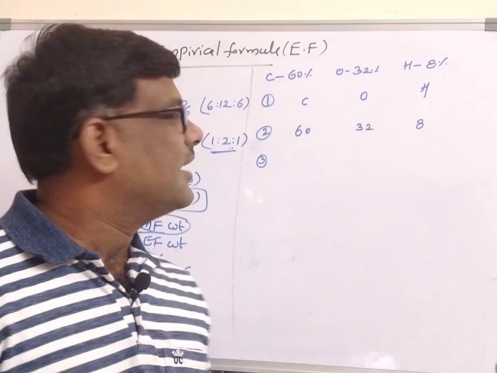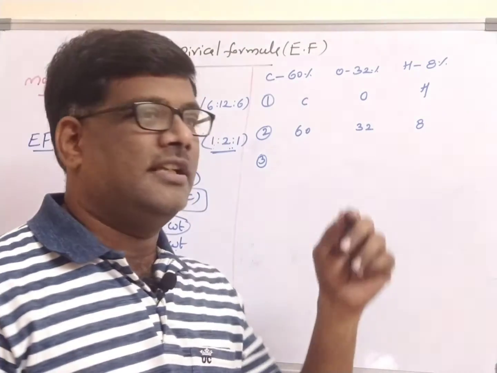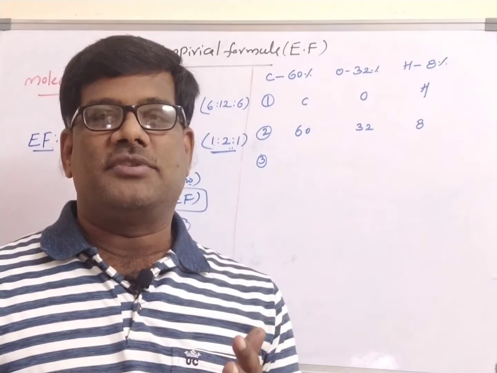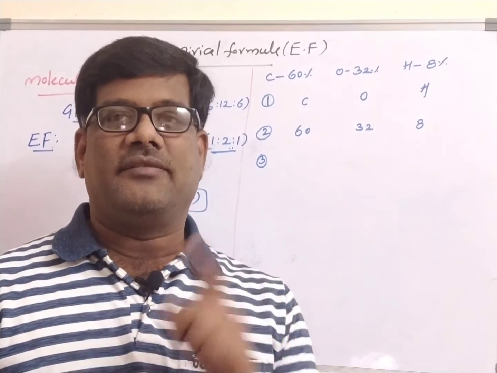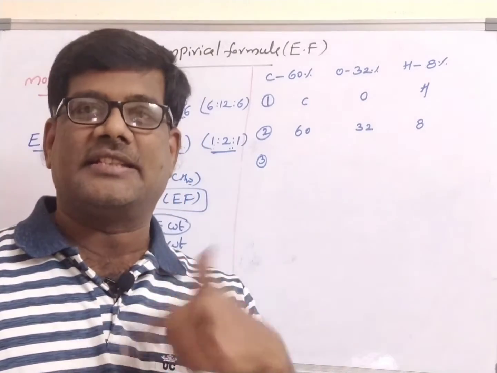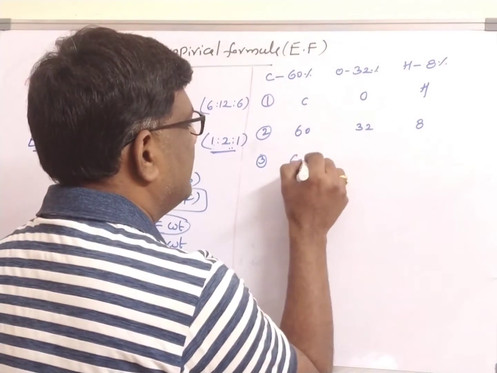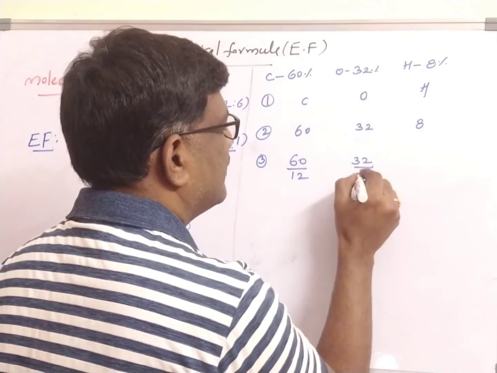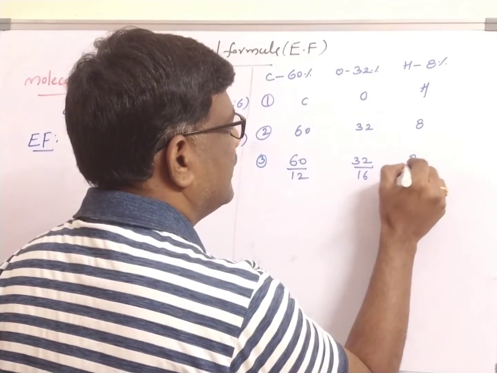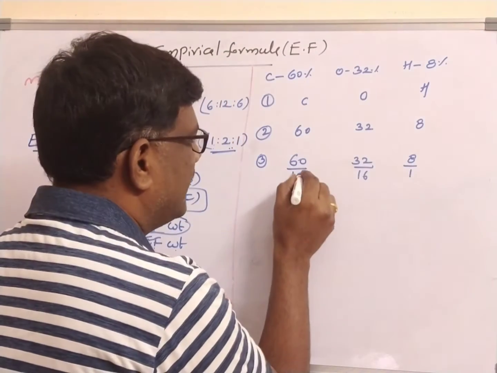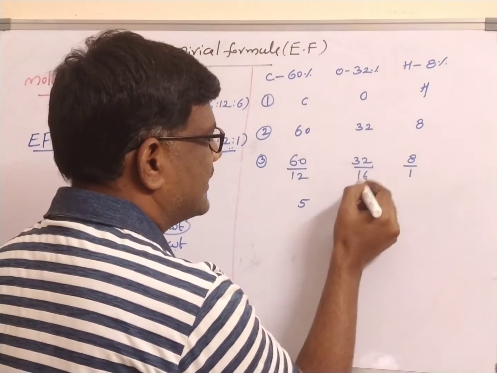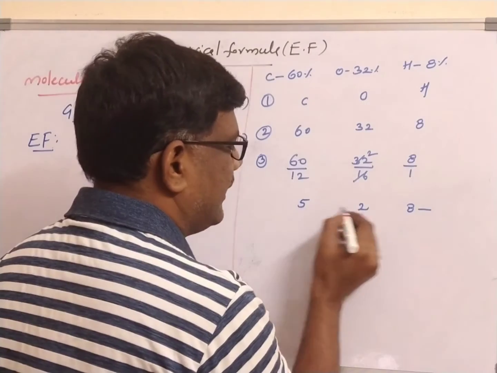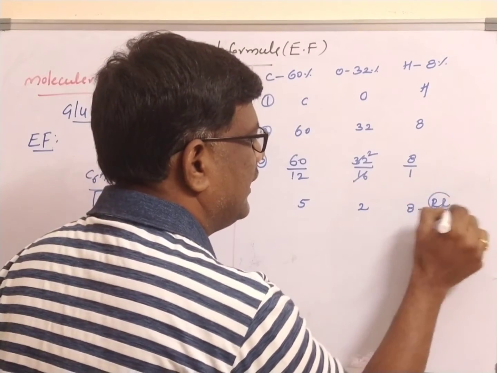What is the third step? Divide each and every percentage with its atomic weight. Whenever you are taking the percentage composition, the percentage compositions are divided with its atomic weight. Nothing but 60 by carbon atomic weight, which is 12. 32 divided by oxygen atomic weight, which is 16. Hydrogen 8 by 1. Ultimately you will get 5, 2, 8.